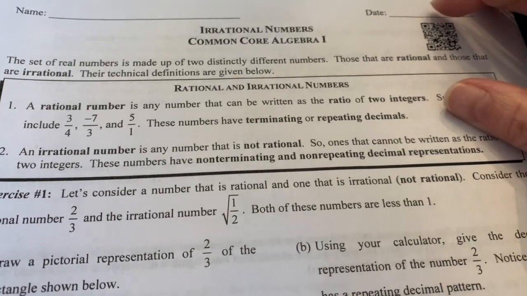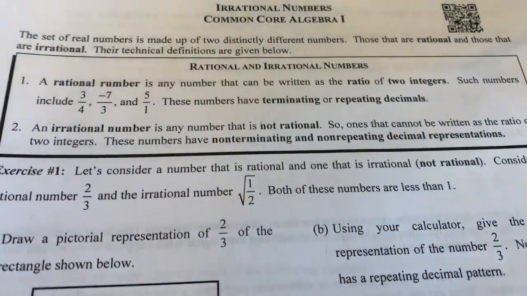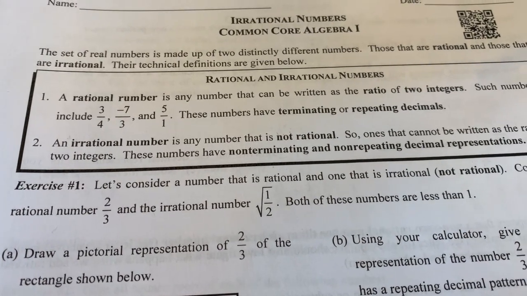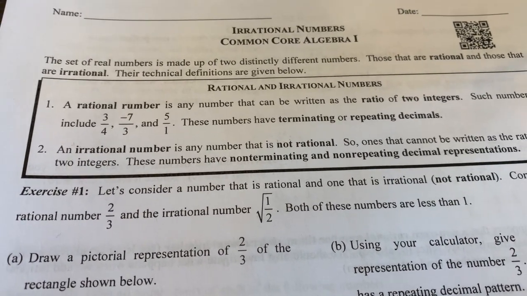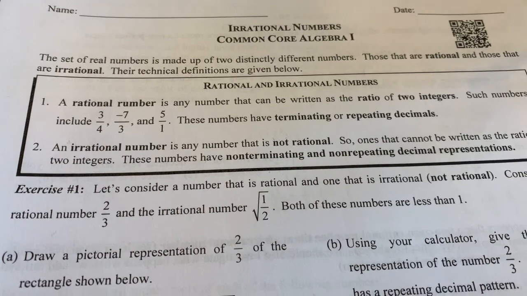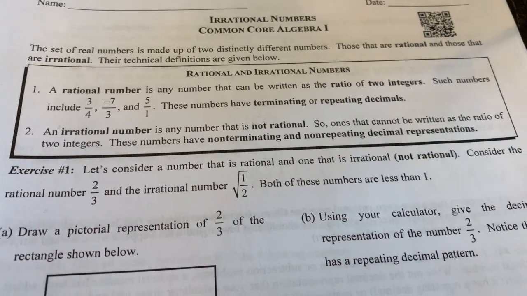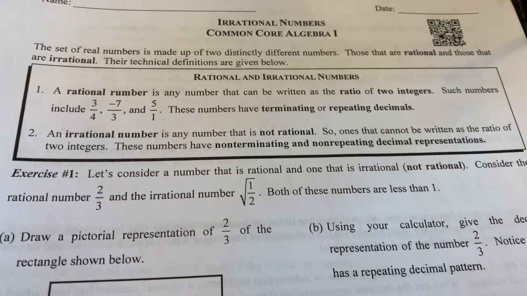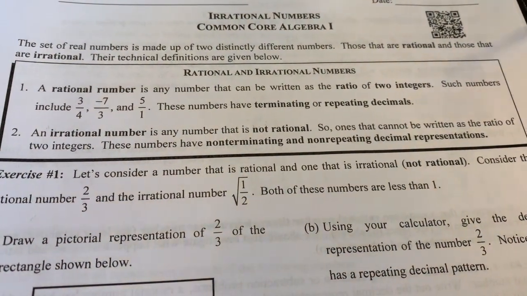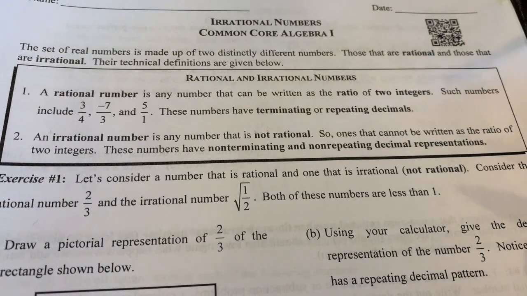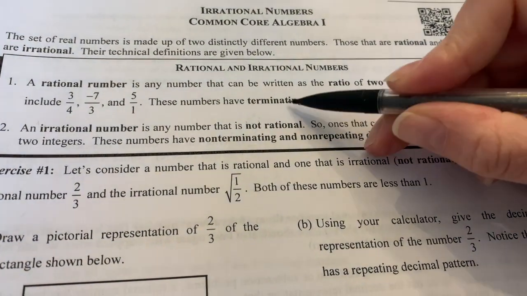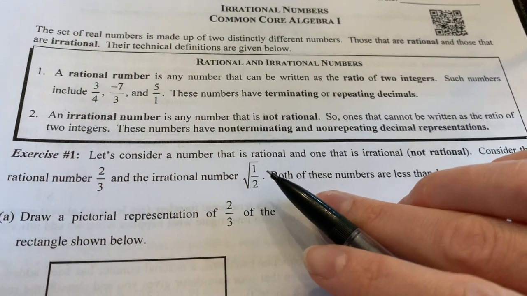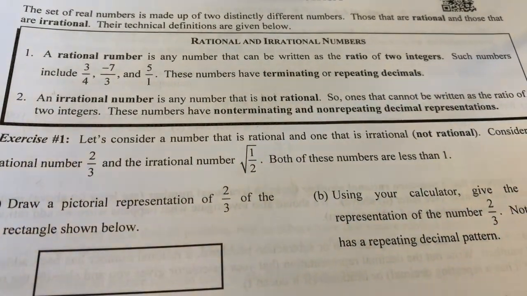So back in 7th grade, we had a whole lesson on the number sets. We talked about how the set of real numbers is separated into rational numbers and irrational numbers. What we discussed basically in 7th grade was that a rational number is anything that can be written as a fraction, and that included decimals that were either repeating or terminating. So that's still true. An irrational number is any number that's not rational.